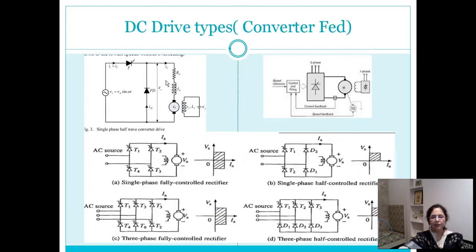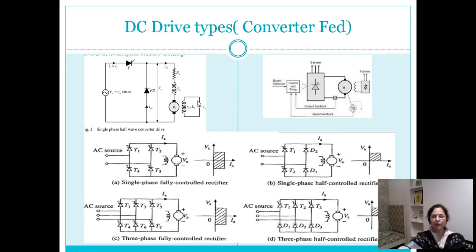Now, when we consider DC drives, there are two main popular types. They may be converter fed DC drives or chopper fed DC drives. The main difference can be seen in these diagrams. These are the converter fed DC drives. We can observe that this is a separately excited DC motor whose armature is fed from AC supply by making use of a simple thyristor circuit, and then the armature is supplied from single phase AC supply, whereas the field is connected to a DC source.